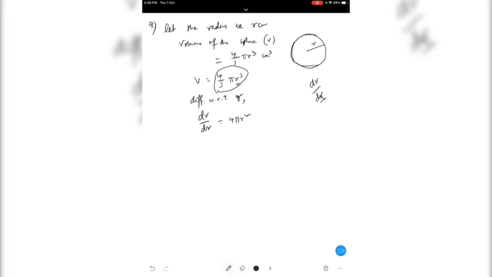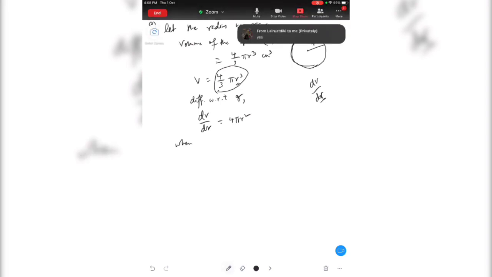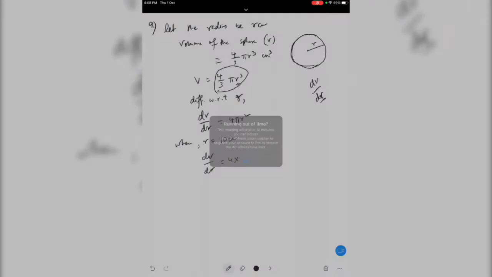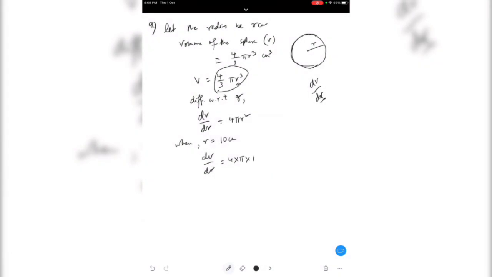Now it's easy. So when r is equal to what? R is equal to 10 centimeter. So when r is equal to 10 centimeter, dV/dr is equal to 4 into pi into 10 square. So that is 400 pi centimeter cube per second. Am I clear? Understood? Yes or no? Achha, let's leave it up till here.